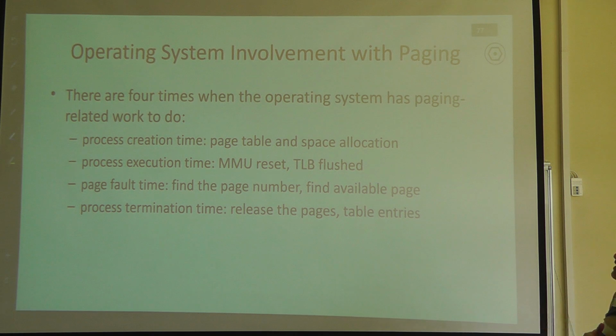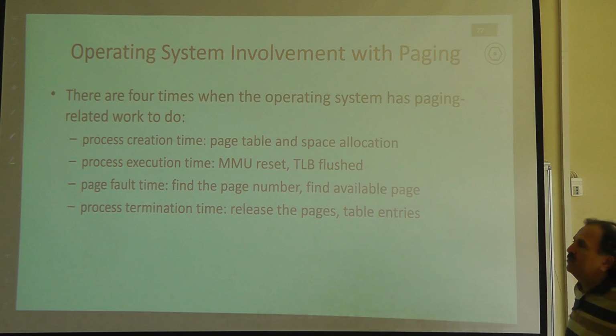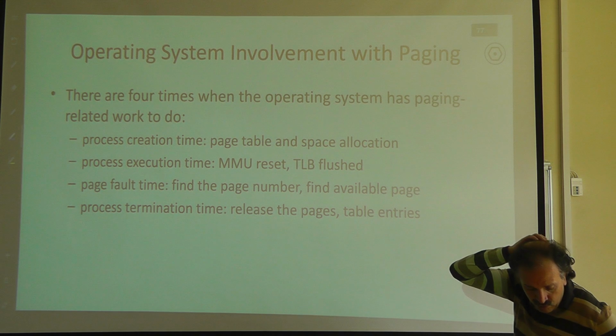There are 4 cases when the operating system has paging related work to do. The first one is the process creation time. When you create a process, the page tables for that process need to be created. The space has to be allocated for those page table entries. Maybe you need to add some nodes to your clock algorithms or the linked list algorithms, whatever you are using, and you need to allocate some page frames for the current process. Okay, that's one place where you need your operating system to do something with the paging.